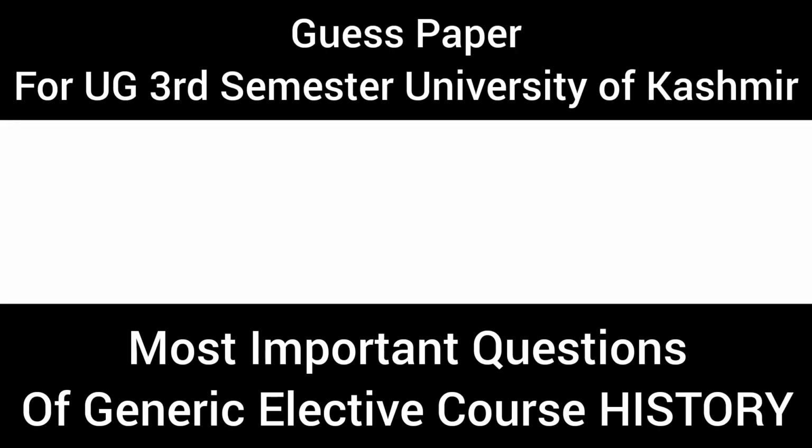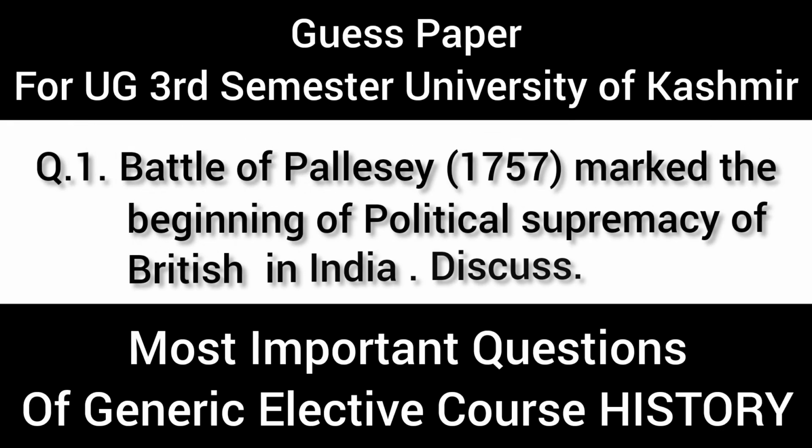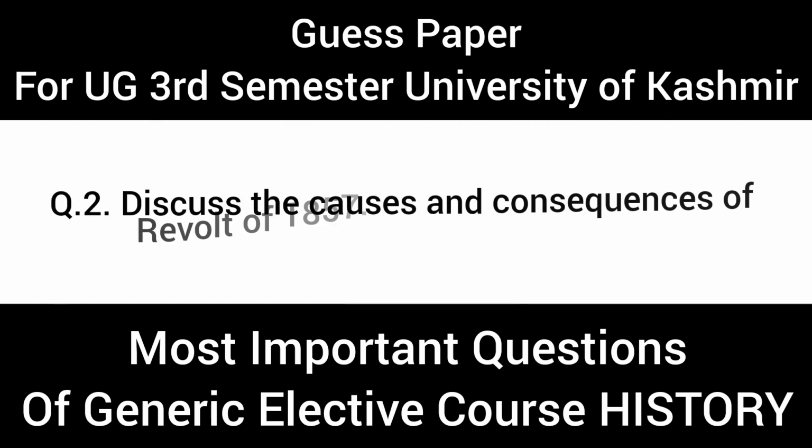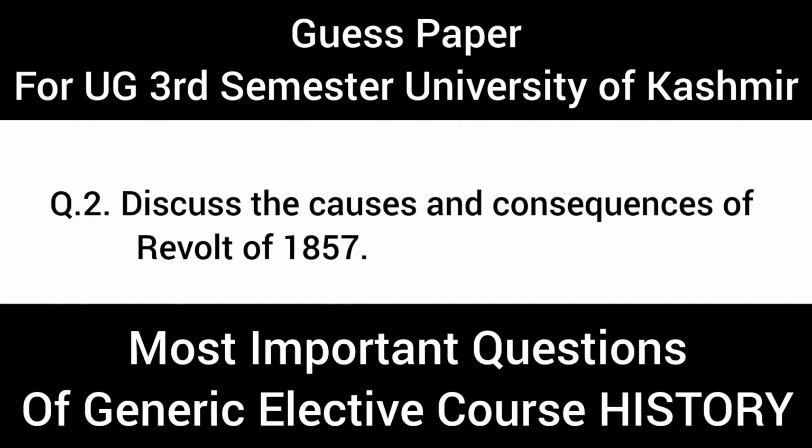Now let us discuss the guest paper. Question number 1 is from Unit 1st. The question is, the Battle of Plassey 1757 marked the beginning of political supremacy of British in India. Discuss. Question number 2 is from Unit 2nd. And the question is, discuss the causes and consequences of revolt of 1857.